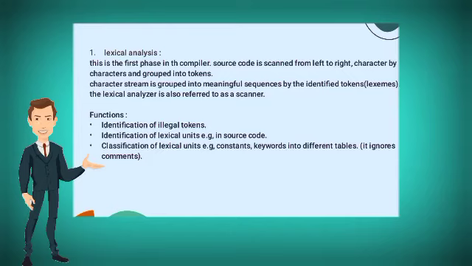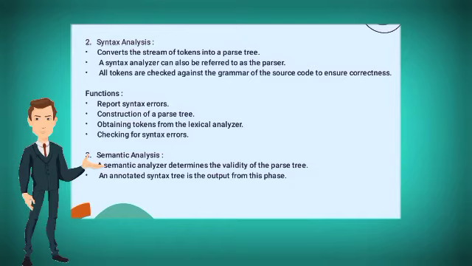First point is lexical analysis. This is the first phase in the compiler. Source code is scanned from left to right, character by character, and grouped into tokens. The character stream is grouped into meaningful sequences by the identified tokens. A lexical analyzer is also referred to as a scanner. Functions: identification of illegal tokens, identification of lexical units in source code, classification of lexical units, for example constants and keywords, into different tables. It ignores comments.